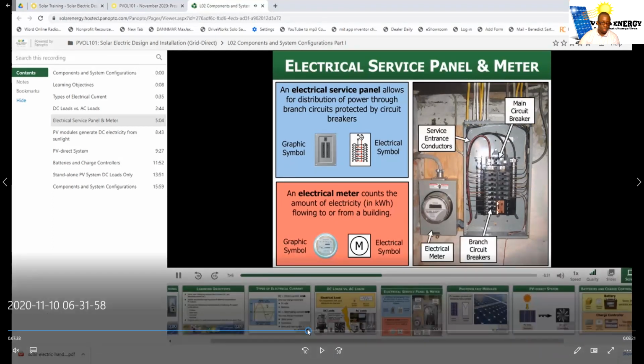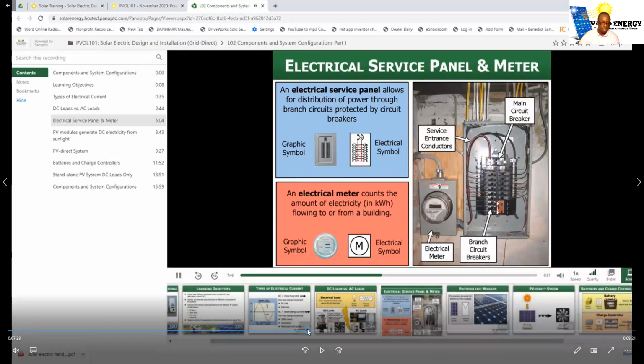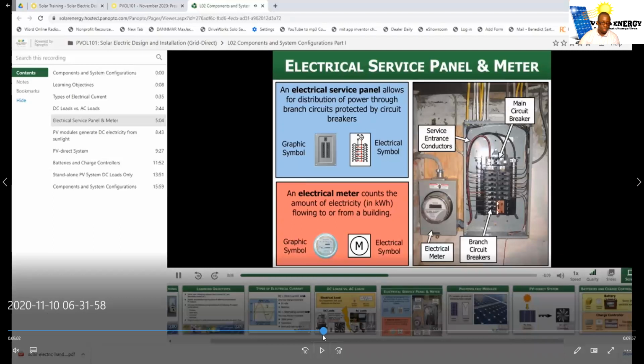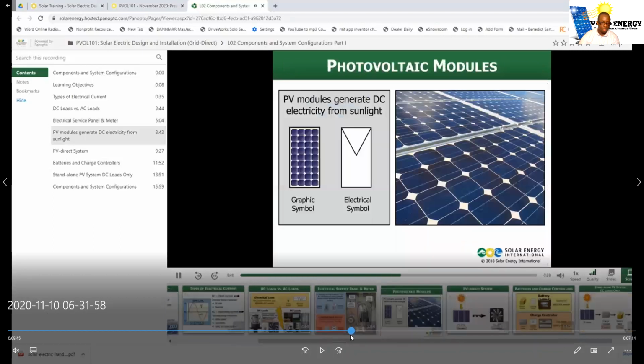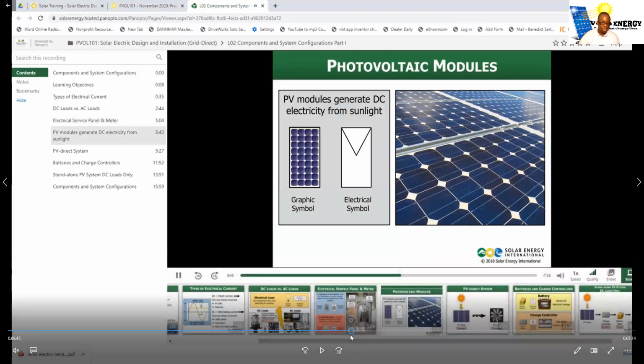Now, if you look here, they say the branch socket breakers, the electrical meter, the service entrance conductor, and the main circuit breaker. These are very important. Your handout, which is going to be printed, is your reading material for your personal use. Those as well. Now, let's dive into one of the most important parts of our training.